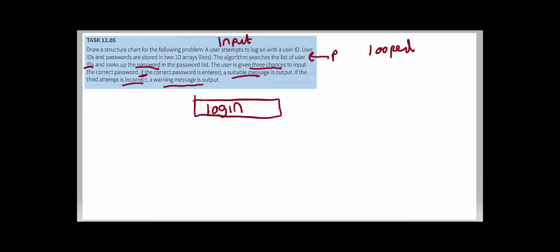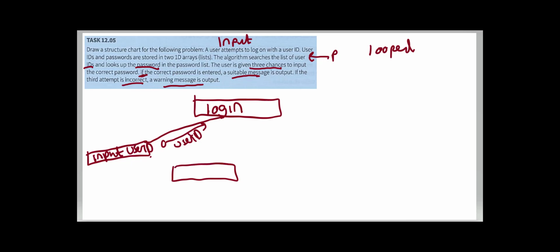login, where we're going to have input user ID. And let's do a variable user ID. We've then got the password to be inputted. So these are 2 separate aspects, 2 different arrays, 2 different procedures. So don't combine them.